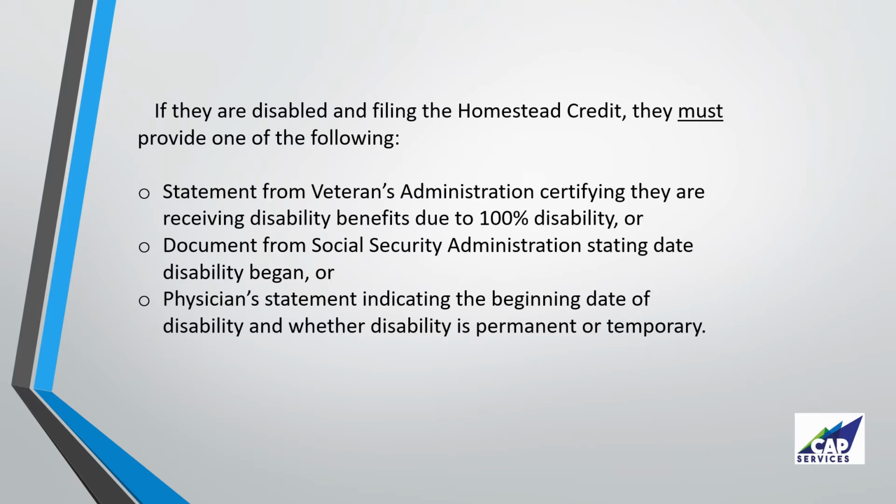If they are disabled and filing the homestead credit, they must provide one of the following: a statement from the Veterans Administration certifying they are receiving disability benefits due to 100% disability, or a document from the Social Security Administration stating the date the disability began, or a physician statement indicating the beginning date of the disability and whether the disability is permanent or temporary.